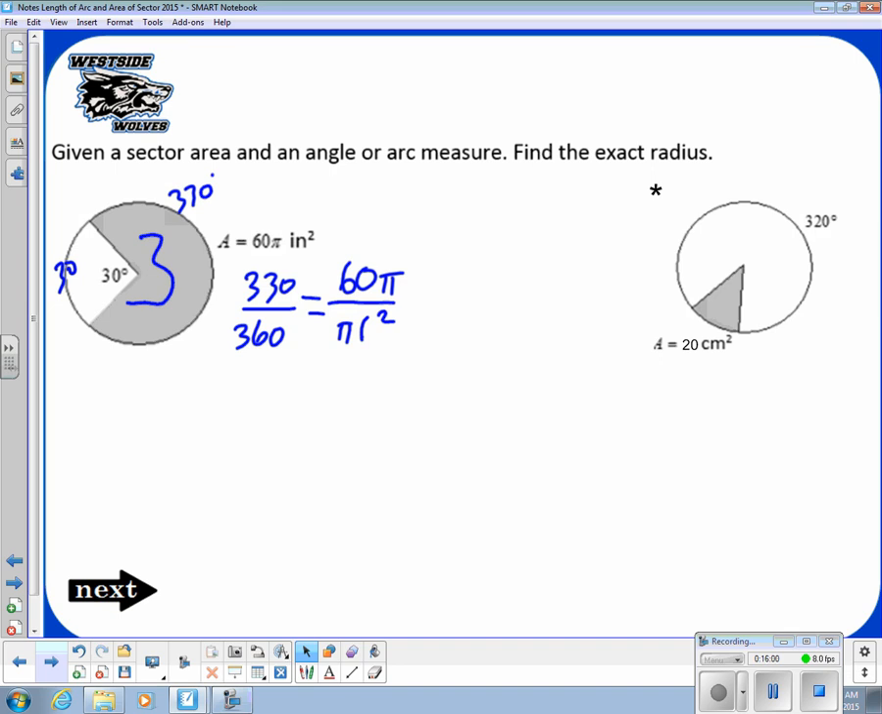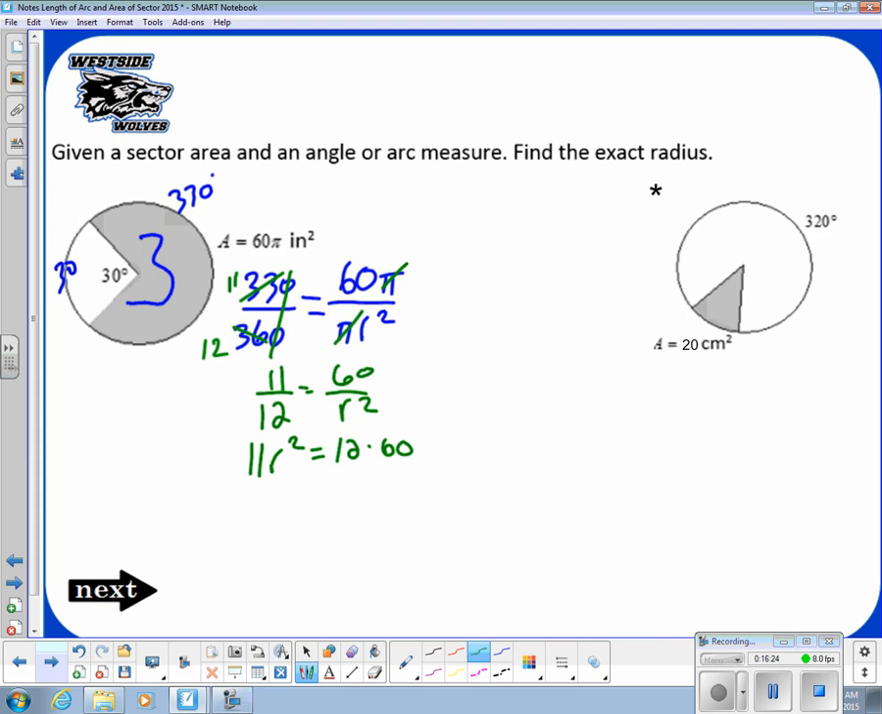First thing you want to do once you set your proportion up is simplify what you can. Those pi's cancel. That's a nice thing. The zeros cancel there. 3 goes into this 11 times. 3 goes into this 12 times. So let's rewrite that. 11 over 12 equals 60 over r squared. Cross multiply, that's 11r squared equals 12 times 60. Divide by 11, divide by 11. r squared equals 12 times 60 divided by 11.